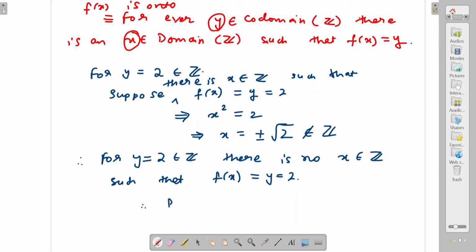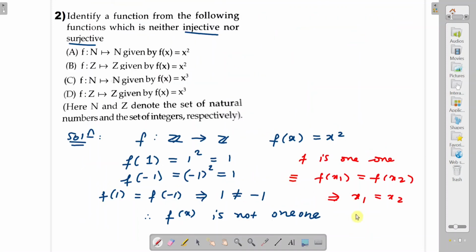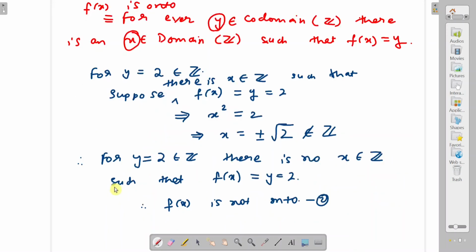So therefore f(x) is not onto also. If we call this as 2 and this as 1, I am just writing so that you get what I am doing. From 1 and 2, f(x) is not onto and f(x) is not 1-1 also. From 1 and 2, f(x) is not 1-1 and onto.